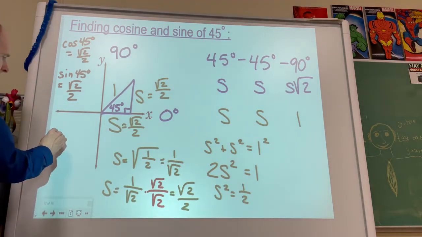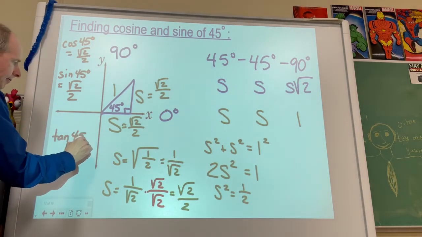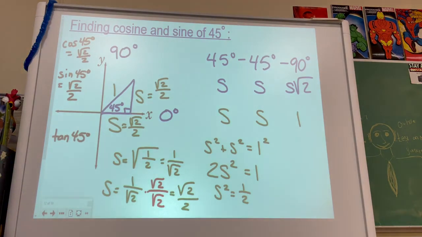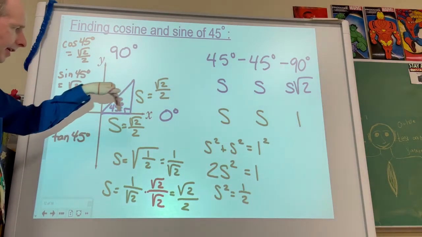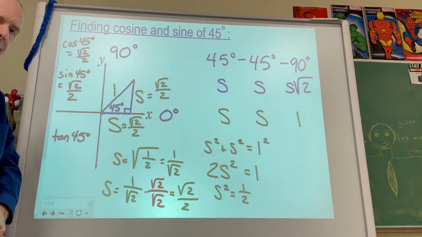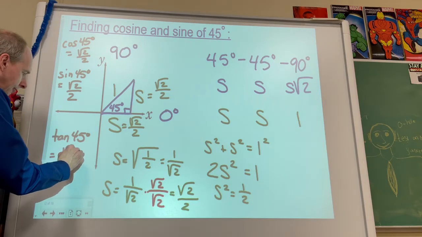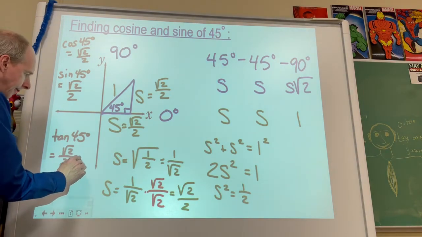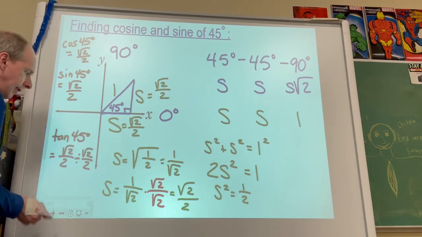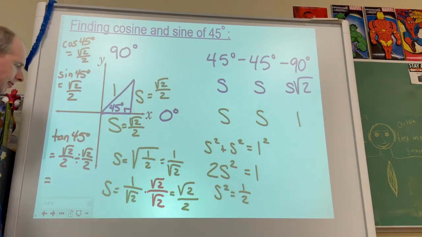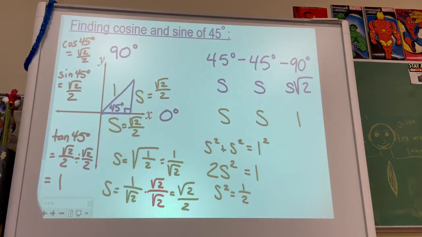Bonus question. What would the tangent of 45 degrees equal? It is sine divided by cosine, right? It is y divided by x, but they're the same. So if I took radical 2 over 2 and divided by radical 2 over 2, anything divided by itself is equal to 1. Anything divided by itself is 1. All right? Bonus question. Should know these. If you figure that one out, good for you. If you don't, life will go on.